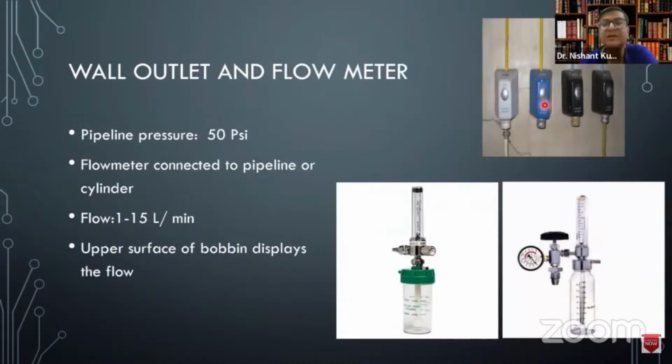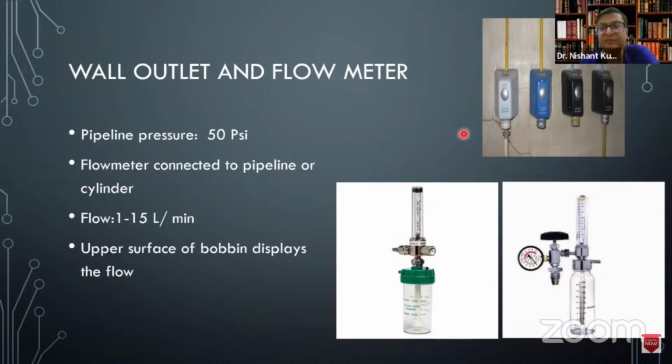Now, again, this has to be reduced to around 14.3 psi to be deliverable to the patient. Imagine bombarding someone with a pressure of 50 psi. That will be dangerous. So it has to be reduced to 14.3 psi before it can be delivered. Normally, a flow meter is connected. So this is a flow meter through which we can control the amount of oxygen that we are giving, and it reduces the pressure also.